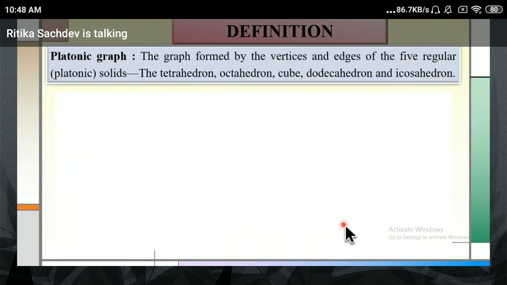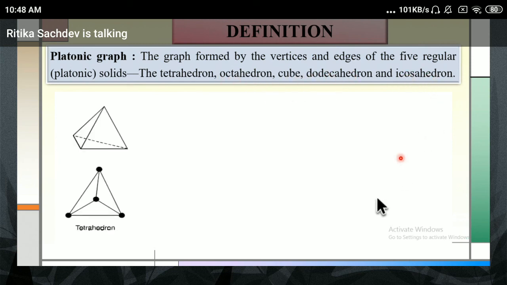Then we proceeded with platonic graphs. We said there are 5 regular platonic solids. These solids are tetrahedron, octahedron, cube, dodecahedron, and icosahedron. So in the tetrahedron, we have 4 faces. You can see this is one triangle, second triangle, third triangle, and on the other side we have the fourth triangle. So it has 4 faces.